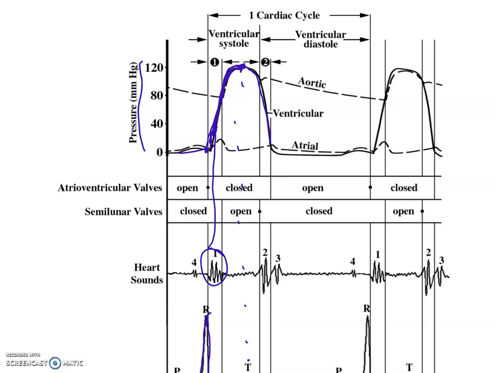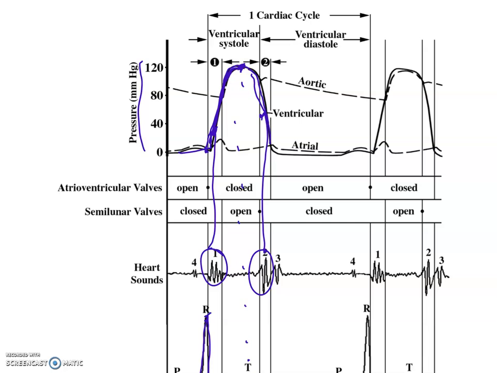Now, the closure of the semilunar valve would have to happen as the pressure comes down. So here you have the semilunar valves closing, and that's happening to prevent backflow back into the ventricles. And of course, they need to close as the pressure goes down so that blood doesn't get sucked back into the ventricles.